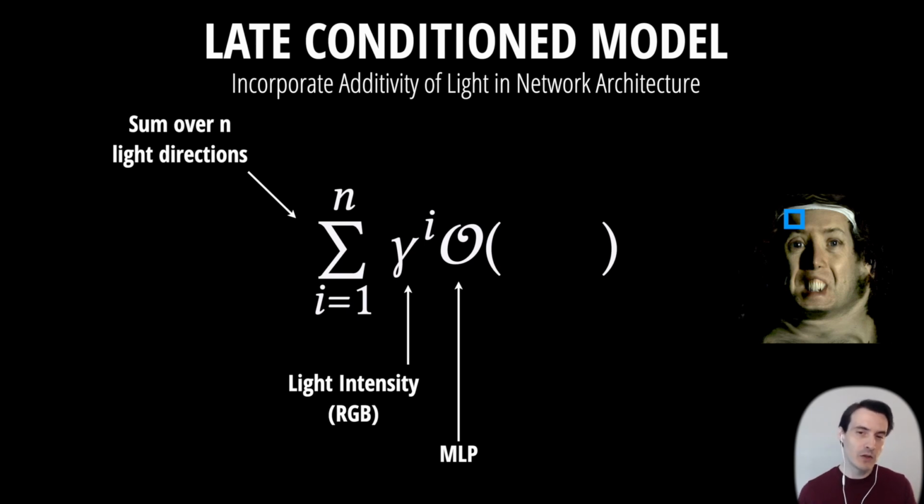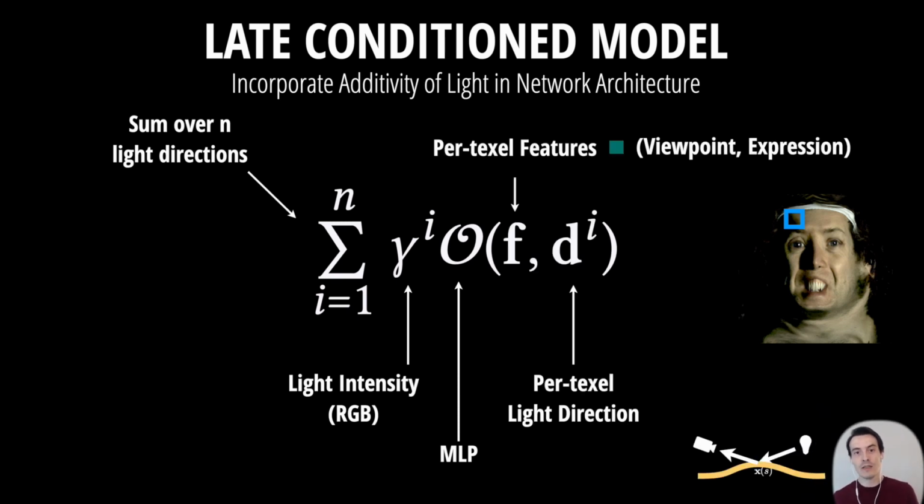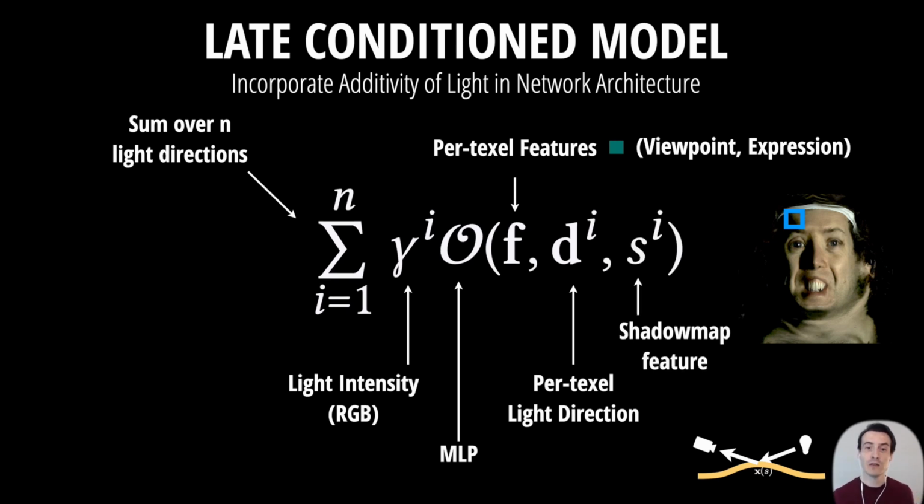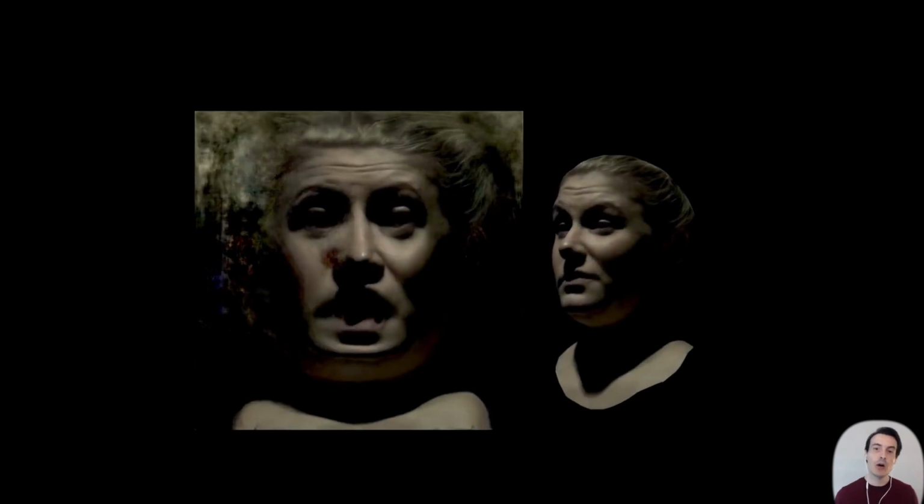So the MLP function doesn't have to learn all these properties of lights, and it only has to learn light direction dependent gradients. So we parameterize this MLP as a function of features that are decoded using viewpoint and expression, and additionally the corresponding light direction. Now, this works, but we found that we get even better results if we make the network's job easier by adding a shadow map feature. And this helps make sharp shadows on the neck and on the nose here.